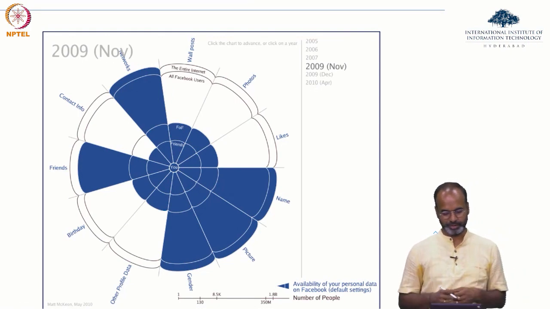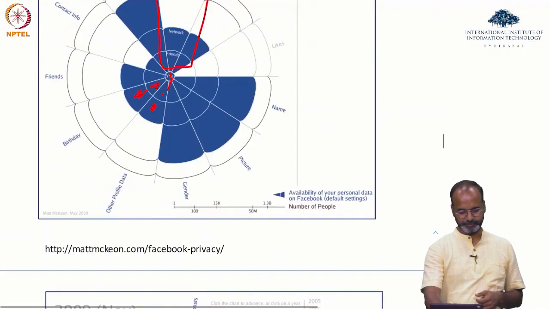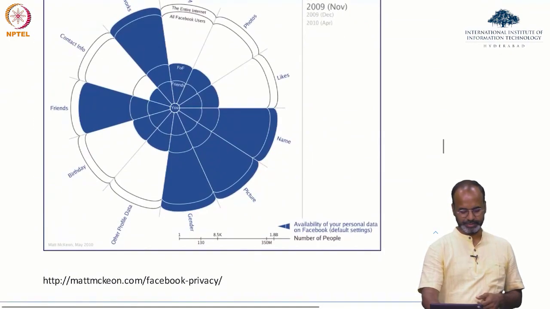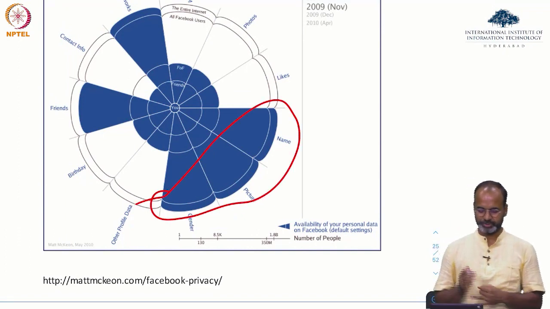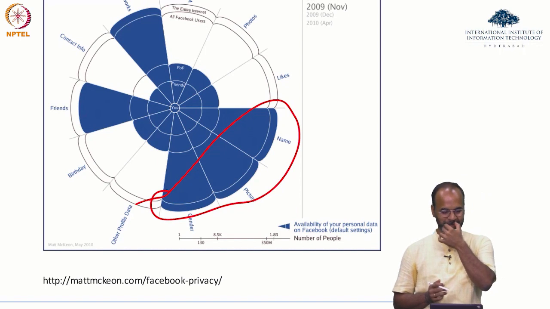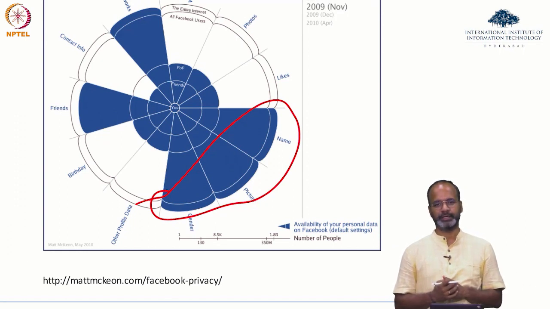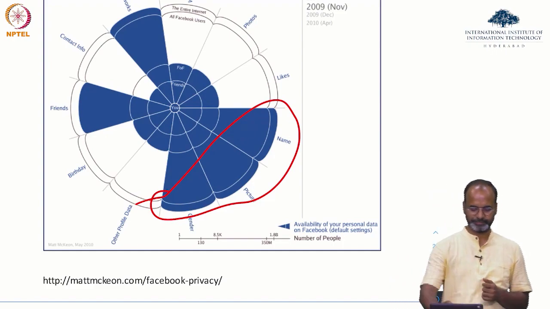If you just look at the profile picture, see this part. This part has changed, which is your gender, picture, and name. From all Facebook users, it went to the entire internet, which means anybody on the internet can look at your gender when they come to your Facebook profile.